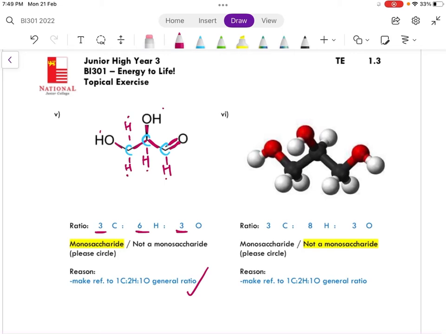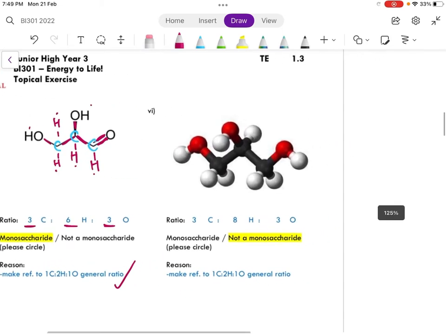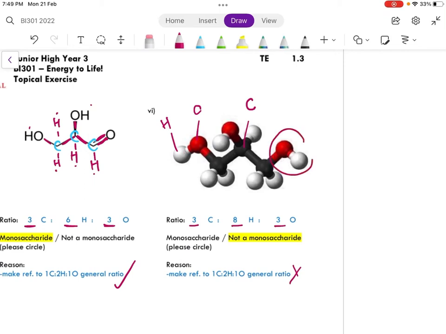Last but not least, question 6. Here, all of the atoms have been displayed. The only thing you have to take note of is the color. This represents oxygen, this represents hydrogen, black represents carbon. If you give it a quick count, it should be 3:8:3. This does not follow the general ratio of a monosaccharide. Therefore, it is not a monosaccharide. It does, however, have hydroxyl groups. So this is an O bonded to an H. So although it has hydroxyl groups, it does not have the general ratio.